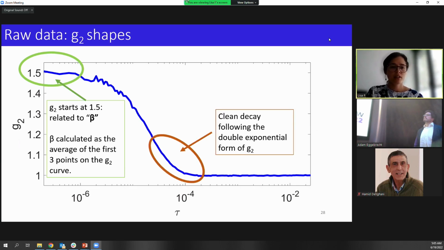And then the second point to look out for when looking at these G2 curves is just to look that they have this clean decay following the double exponential form of G2.